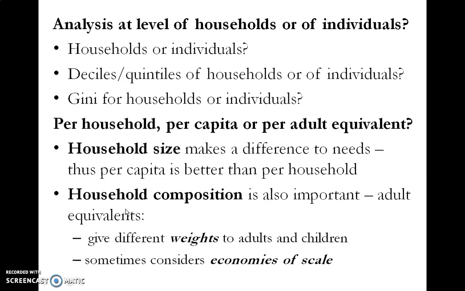The household composition is also important. Is it a house filled with children, or is it a house filled with the elderly, etc.? Because you may assign different weights to adults and children. And you also need to consider that in larger households, economies of scale could be realized, as I've mentioned before.